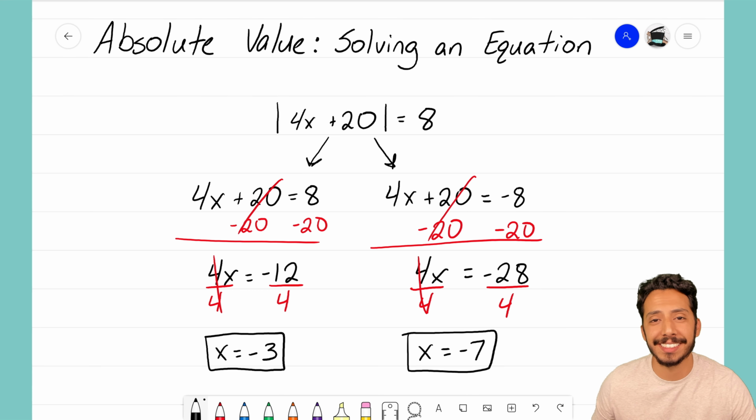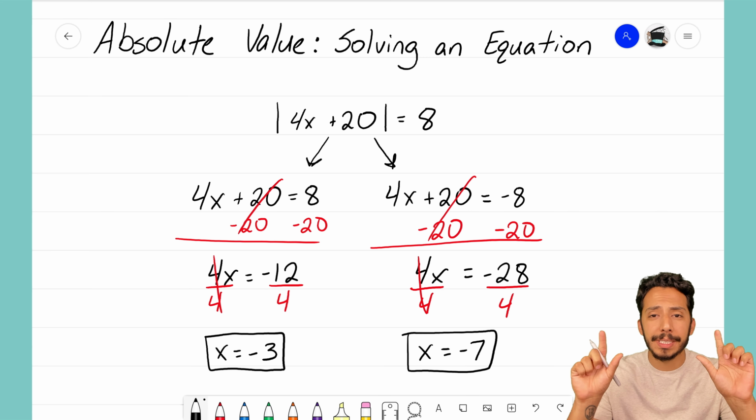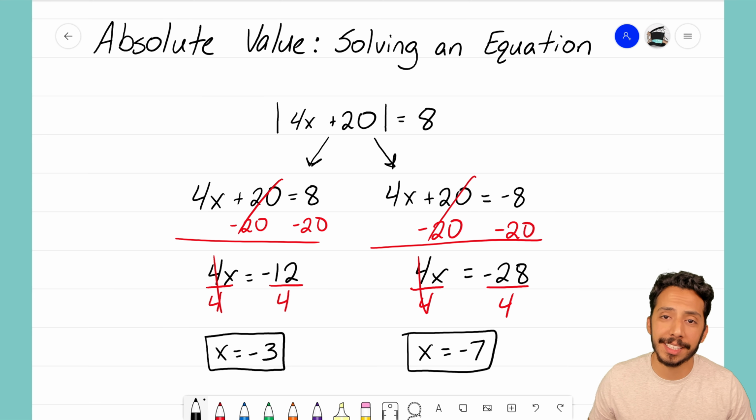And that is it. That is how you solve an equation that involves absolute value. You can solve it and you can remove the absolute value bars, but first, you've got to separate it into two different equations. One that is equal to a positive number, the other equal to a negative number.